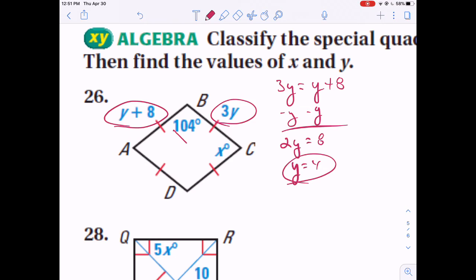Angles. Again, rhombuses, squares, and rectangles are still parallelograms, so the two angles that are consecutive like this, their sum is 180. So they should add up to 180. So you can take the 180, subtract the 104, and you get what? 76 degrees for x. Okay.